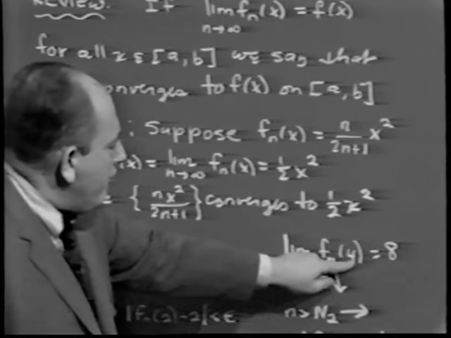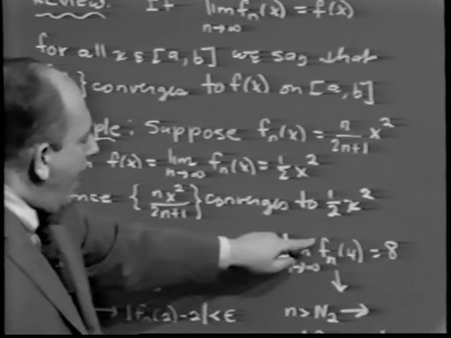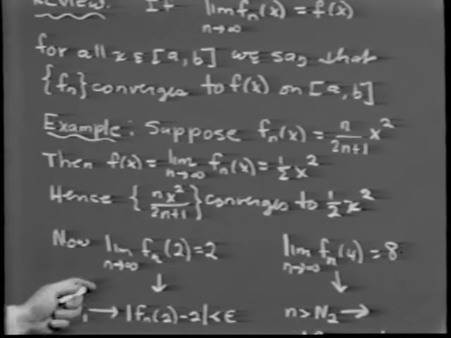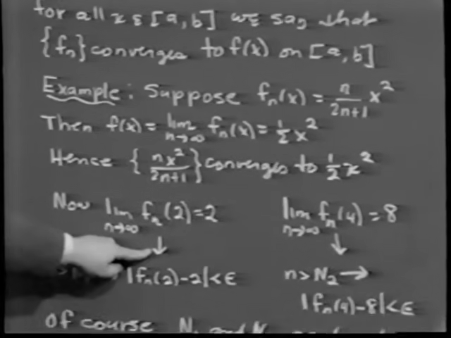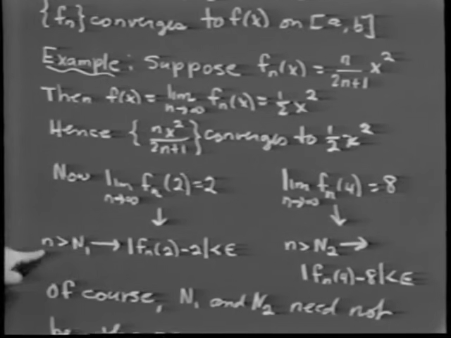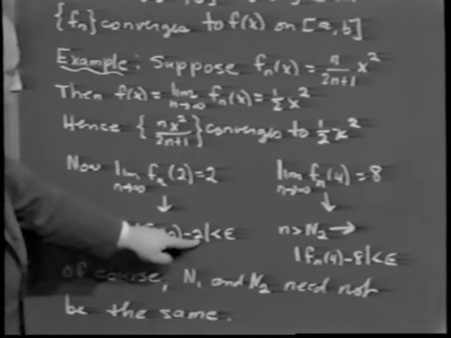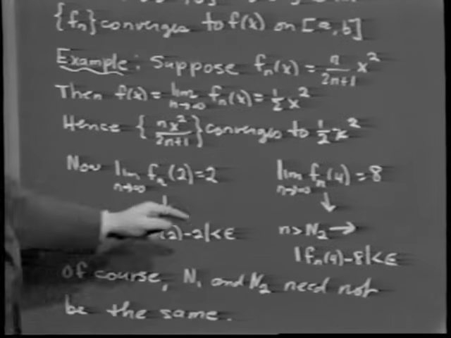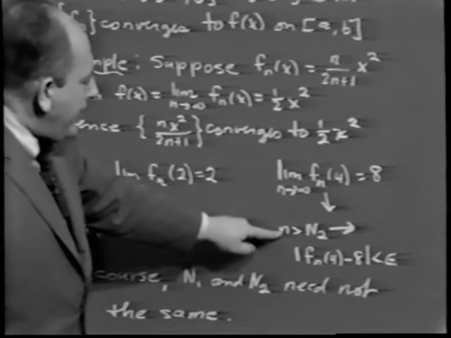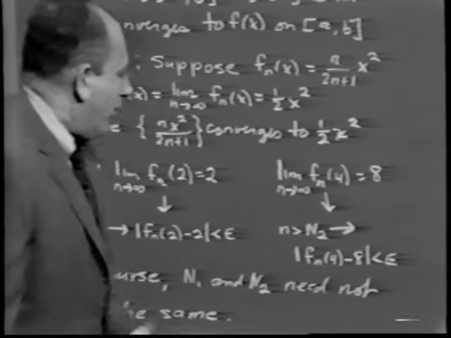The key thing being that once you choose x, notice that for a fixed x, f sub n of x is a constant, and you're now taking the limit of a sequence of numbers. At any rate, here is what the key point is. What does this mean by our basic definition? By our basic definition, it means that we can find a number, capital N sub 1, such that when n is greater than capital N sub 1, the absolute value of f sub n of 2 minus 2 is less than epsilon. In a similar way, this means that we can find a number, capital N sub 2, such that for any n greater than capital N sub 2, the absolute value of f sub n of 4 minus 8 is also less than epsilon.